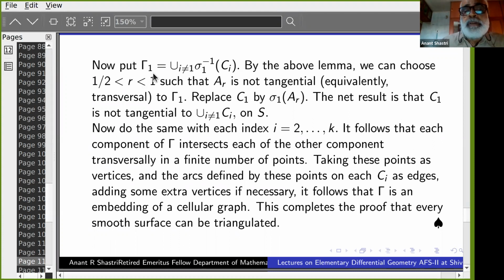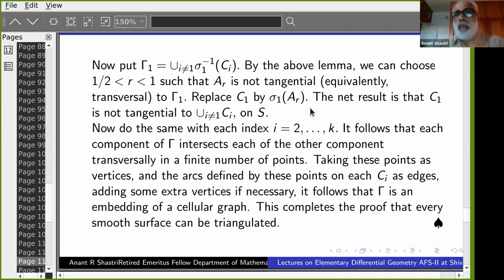Okay. So this is the choice. What I have done is, now I will replace C1 by this image of sigma 1 of AR. It is not A half now. It is not radius half, but slightly bigger. So C1 will be redefined as equal to sigma 1 of AR. Replace C1 by sigma 1 of AR.